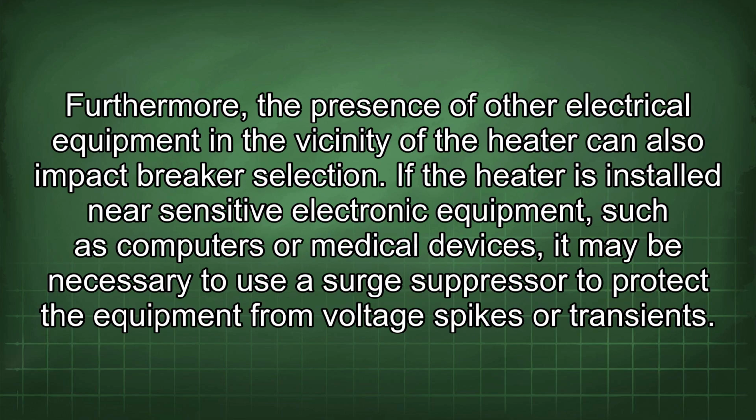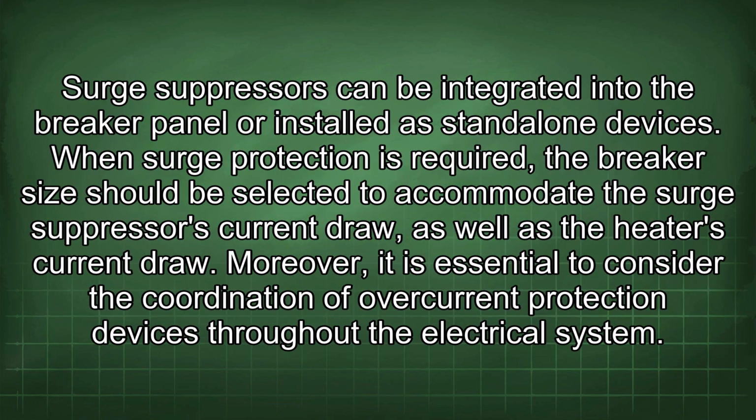Furthermore, the presence of other electrical equipment in the vicinity of the heater can also impact breaker selection. If the heater is installed near sensitive electronic equipment, such as computers or medical devices, it may be necessary to use a surge suppressor to protect the equipment from voltage spikes or transients. Surge suppressors can be integrated into the breaker panel or installed as standalone devices. When surge protection is required, the breaker size should be selected to accommodate the surge suppressor's current draw, as well as the heater's current draw.